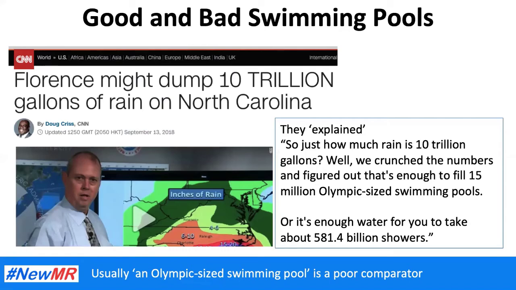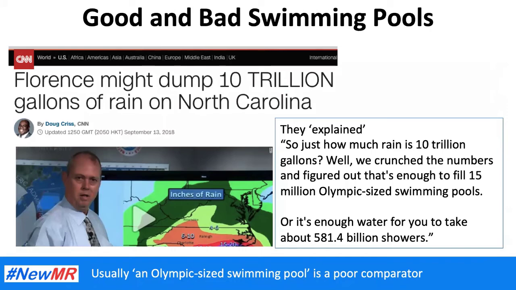Most people cannot even conceive of what it might be. So they wanted to simplify it. So they said, so how much rain is 10 trillion gallons? Well, we crunched the numbers and we figured out it was enough to fill 15 million Olympic-sized swimming pools. Two problems. Most people have no idea how much water is in an Olympic-sized swimming pool, and they have no idea what 15 million of anything looks like. So we're multiplying something we don't really understand by 15 million, a number we don't really understand.